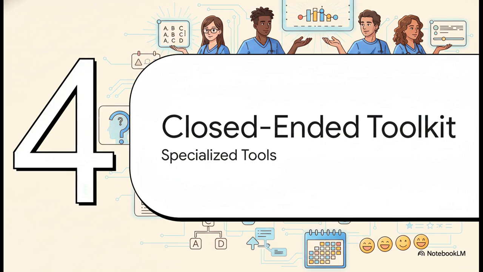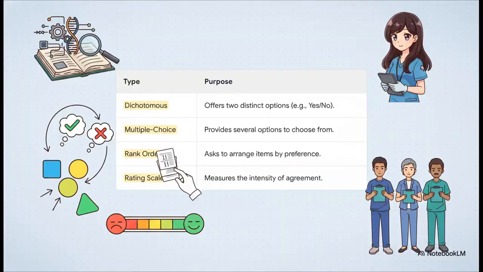Now, don't go thinking that closed-ended means it's one-size-fits-all. Oh no. Researchers have a whole toolkit of specialized question formats, each one designed for a very specific job. So let's do a quick run-through of the greatest hits. You've got your simple, dichotomous questions for a clear yes or no. Multiple choice is great when there are several known possibilities. Rank order questions help you understand priorities, like asking a patient to rank their most challenging symptoms.